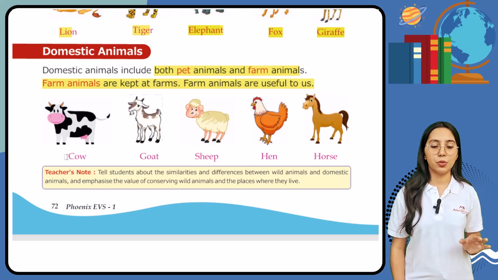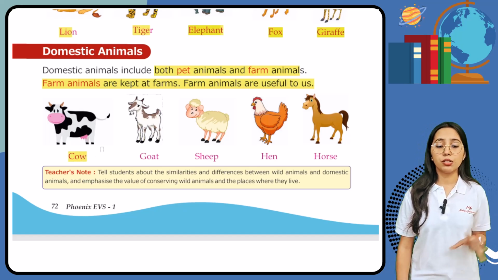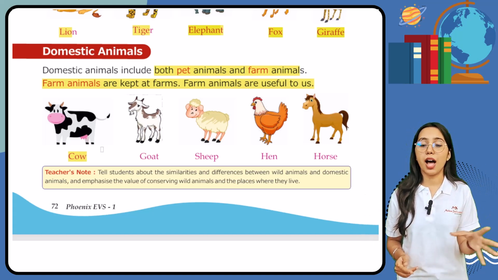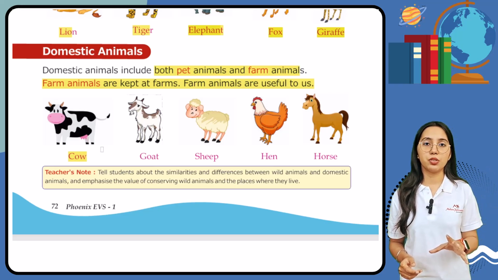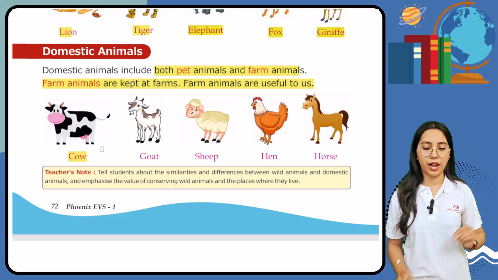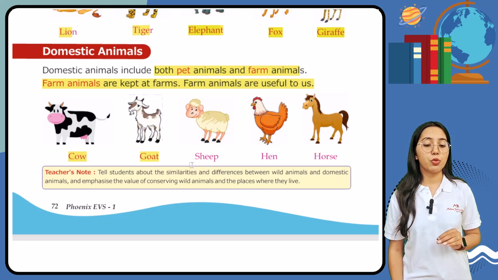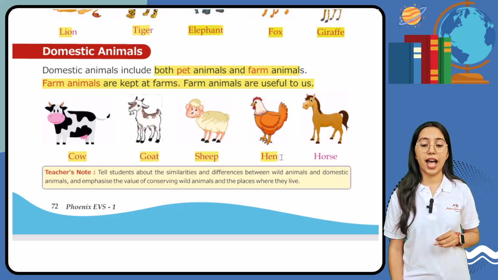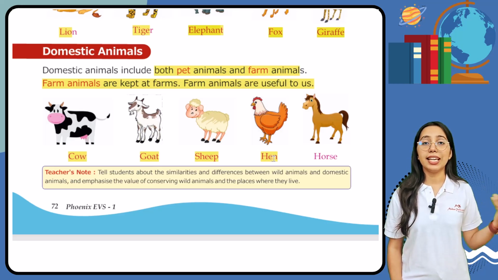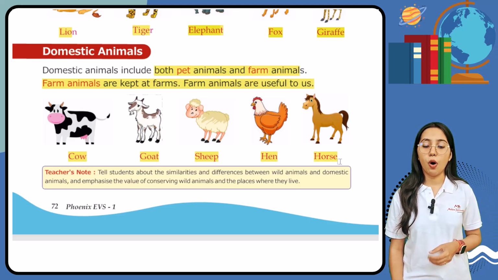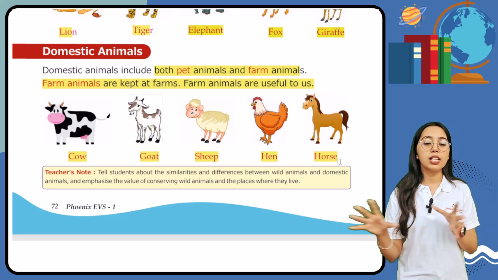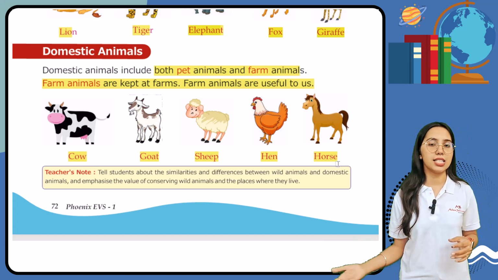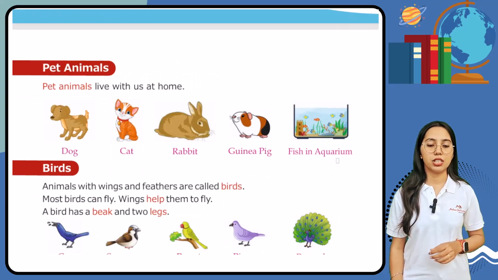First of all, in domestic animals, we have cow, right? In domestic animals we have pet and farm animals. This cow is a farm animal. And how is this animal useful to us? Because cow is giving us milk, right? Then goat is also providing us with milk. Then we have sheep, so we are getting wool from sheep, right? Then we have hen, so hen lays egg and we eat that egg. Then we have horse, and horse helps in carrying things, right? All these are farm animals, and all these animals are useful to us because they are helping us in our daily lives.